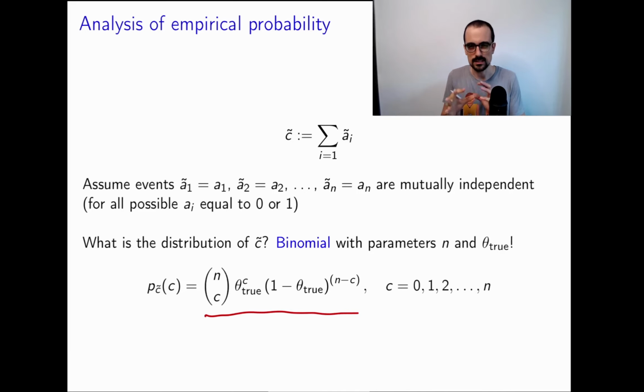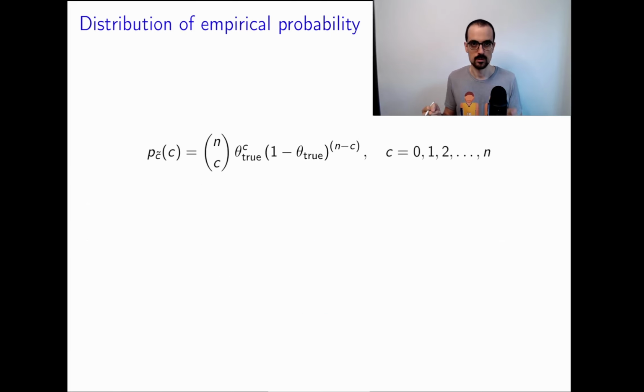Of course, we're not interested in the count. What we're really interested in is the behavior of the empirical probability. The empirical probability is related to the count. It's just equal to the count divided by n. This is the empirical probability. We're going to call it theta tilde, because it's a random variable that tries to approximate theta true. The tilde on top is because it's a random variable, and it's supposed to approximate theta true. So we know that it's equal to the count divided by n.